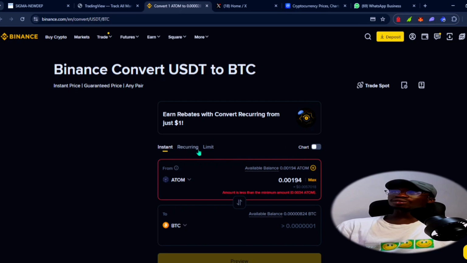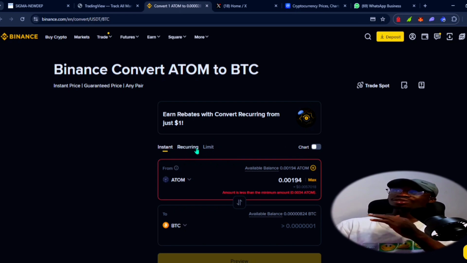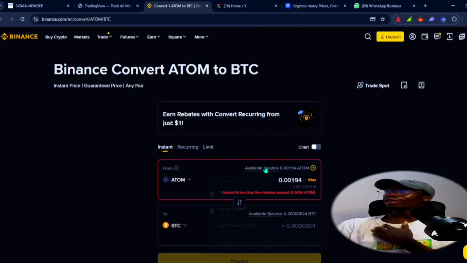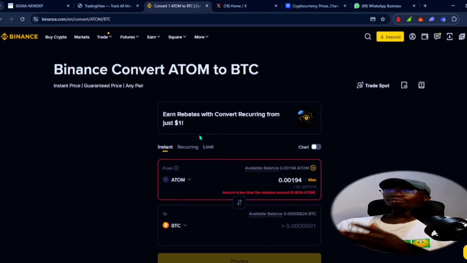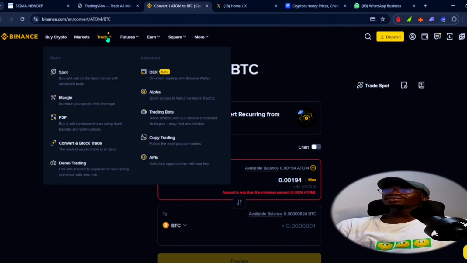And you can also get to choose the chart from here. You can either choose it as an instant or a recurring. That is recurring if you want it to happen over time, or a limit. I'll tell you what a limit order is later on in this video. So that is that on you converting your USDT to a coin of your choice. Right now, let's get started and let's start getting into the deep waters. How do you trade spot?